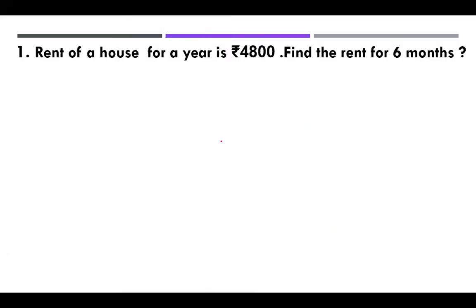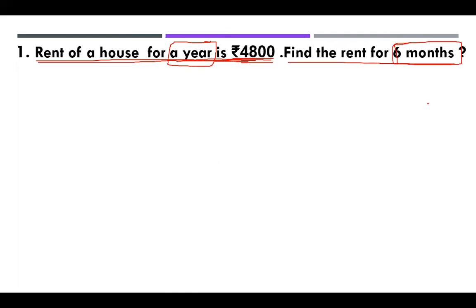So the first question is that the rent of a house for a year is rupees 4800, and we will find the rent for 6 months. When I read the question, I got to know that the rent of a house for a year means the annual or yearly rent of a house is rupees 4800. It means that we are talking about 1 year. So 1 year rent is rupees 4800, and we need to find for 6 months only.